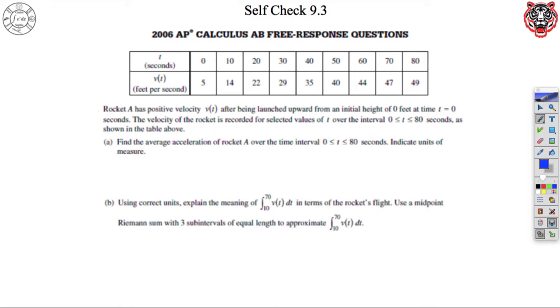This is AP Calculus Self Check 9.3 solutions. Let's jump right in. Average acceleration. All right, so we're given velocity, so we need to get acceleration. So acceleration is going to be the derivative of velocity.